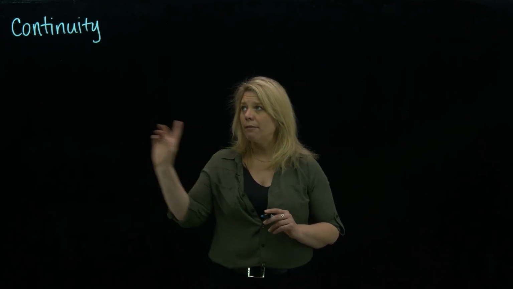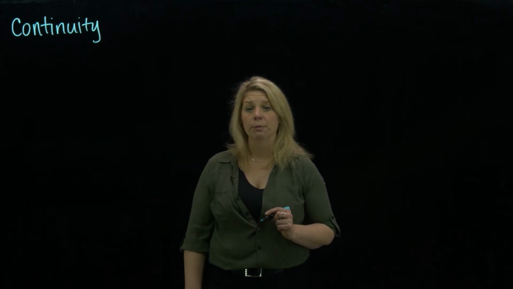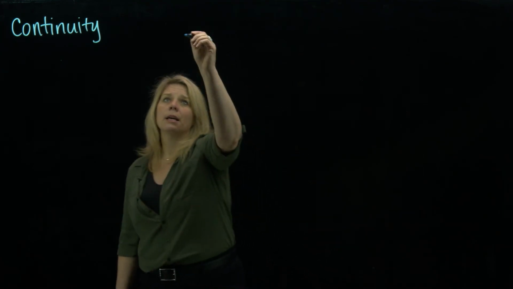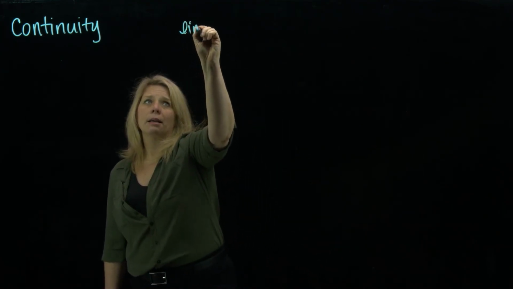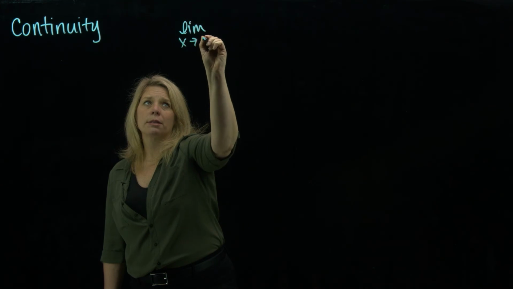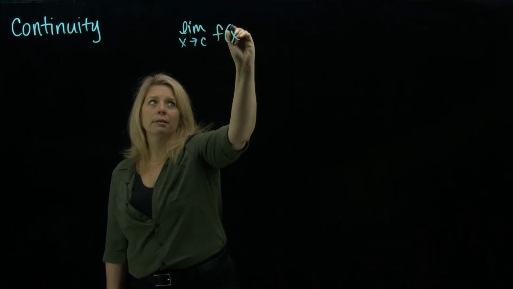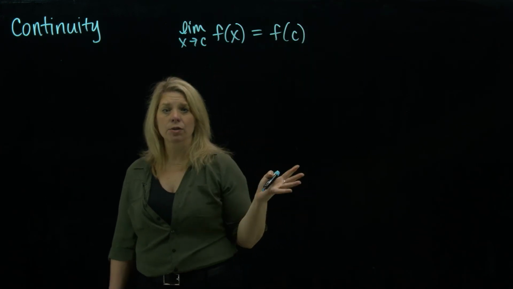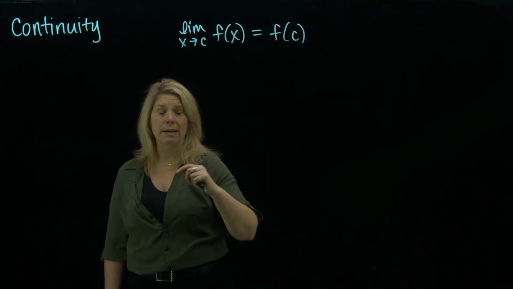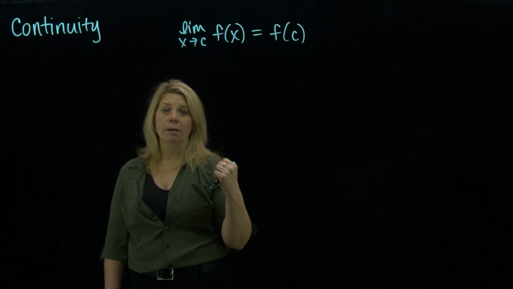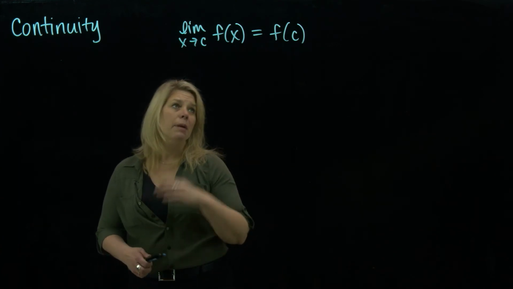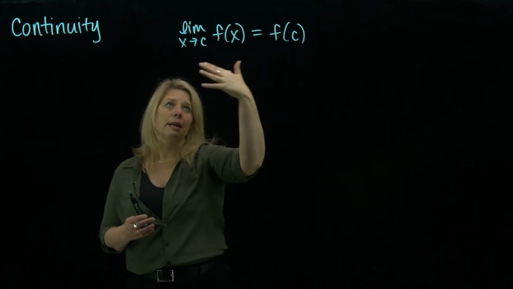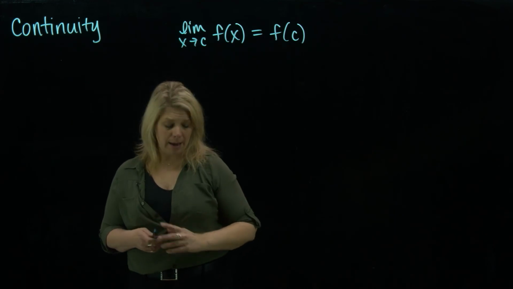Remember that the definition of what it means for a function to be continuous at a point is that the limit as x approaches c of f of x is equal to f of c. So that's a definition you should have memorized and be able to write down. You also want to make sure you're clear about what that means. That means there's really three basic things that have to happen for this to be met.